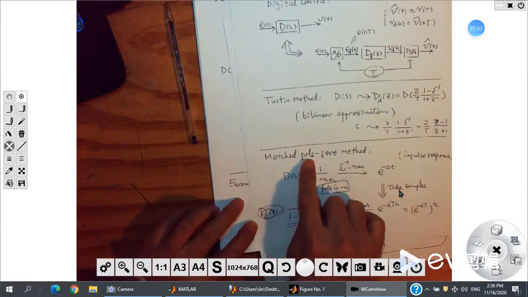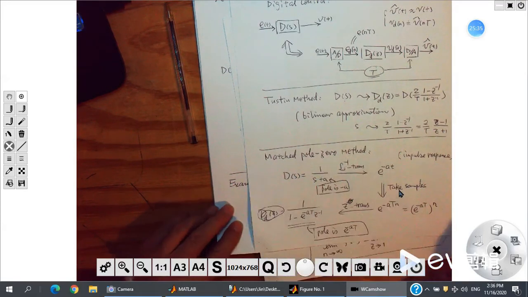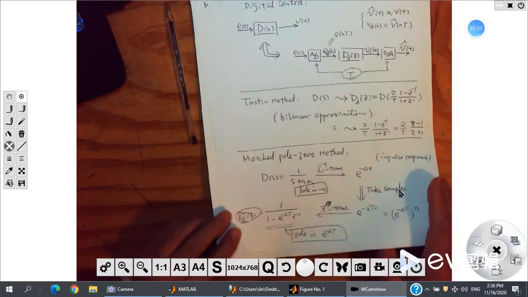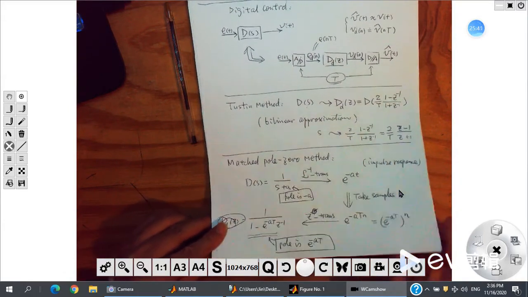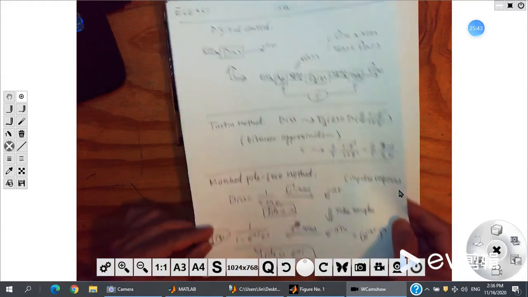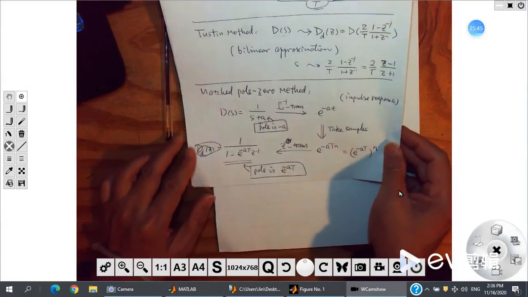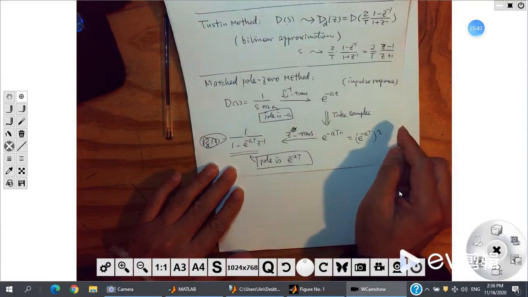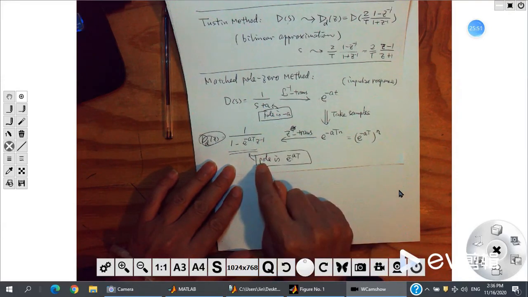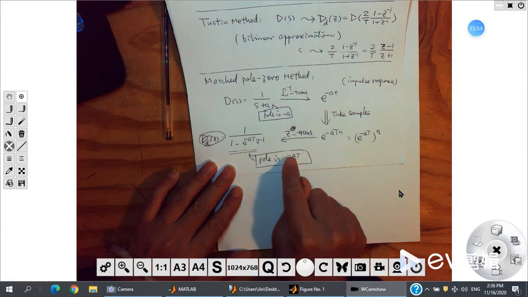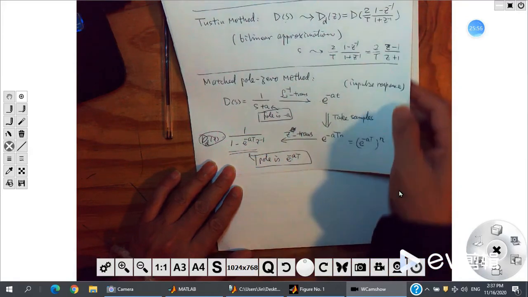Matched pole zero method. The method is quite simple. If you know it, then you can do it. But here we want to know more details. We have a relation: every pole at negative a gives a pole in the z domain at e to the negative a. So this gives us a relation.